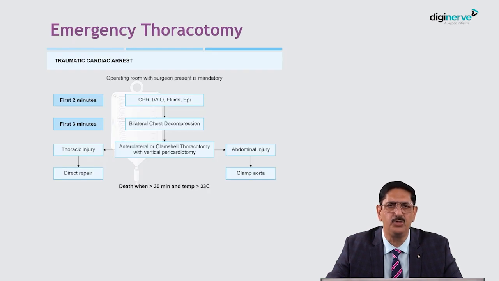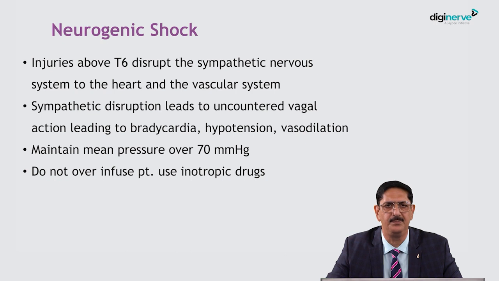And then we also have an algorithm for traumatic cardiac arrest in which we follow the CPR guidelines and simultaneously do a thoracotomy. Neurogenic shock will occur in patients who have spinal cord injury above the T6 level, that is, a high thoracic or cervical spinal cord injury.